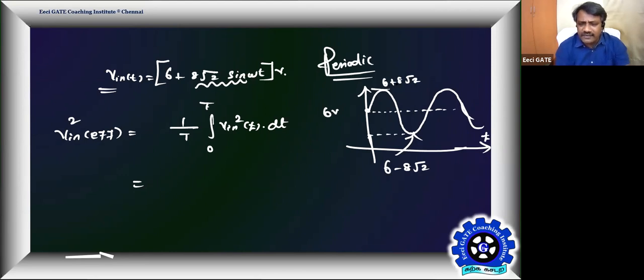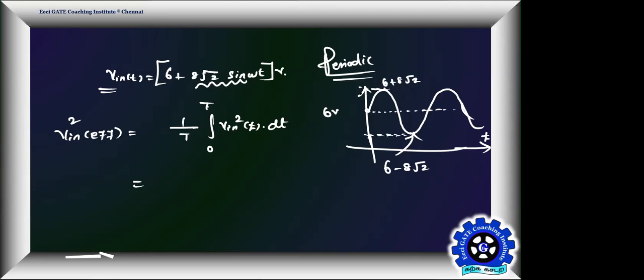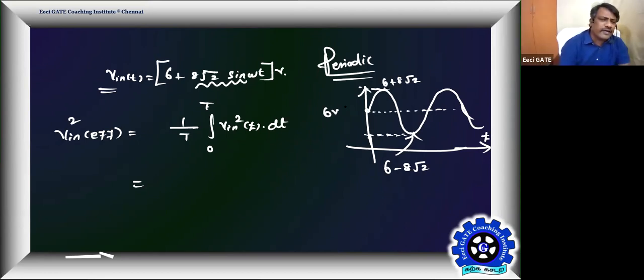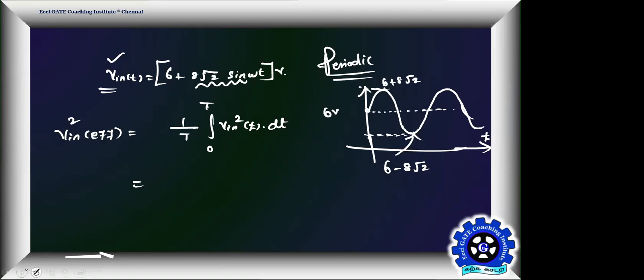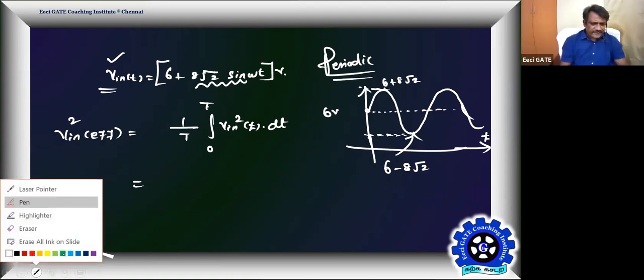So what is the peak, 6 plus 8 root 2? 6 plus 8 root 2 will be the maximum of the signal. 6 minus 8 root 2 will be the minimum of the signal. That's where your signal is going to be. That's your signal V in of t, the time domain representation of your input signal. Hope it is clear. Yes, sir. So we need its RMS value only.